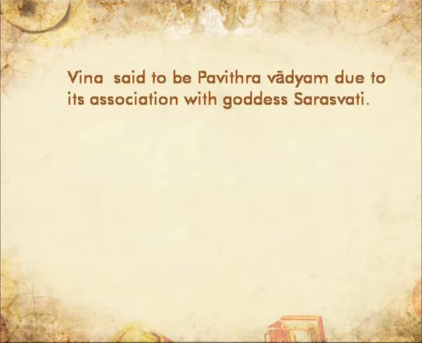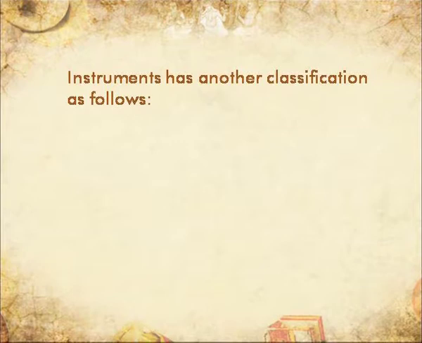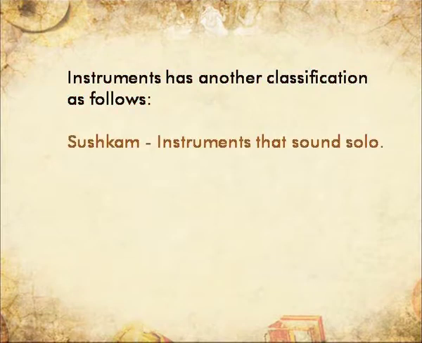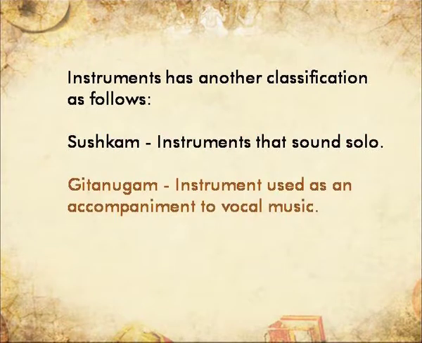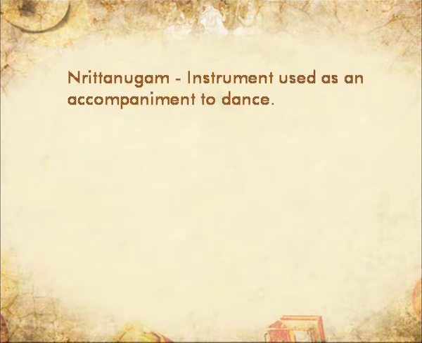The veena is said to be a pavitra vadyam on account of its association with goddess Saraswati, the goddess of learning and music. Musical instruments also undergo another set of classification as given below. 1. Shushkam refers to instruments that sound solo. 2. Geetanugam means that the instrument is used as an accompaniment to vocal music. 3. Nrittanugam denotes instruments used as an accompaniment to dance.